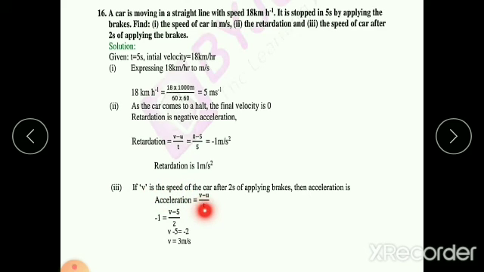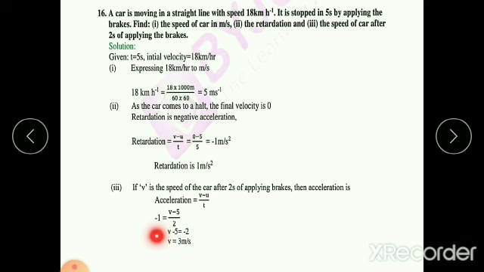Acceleration is v minus u divided by t. So acceleration is how much? Minus 1 is equal to v, which you don't know, minus the initial velocity, 5 meter per second. So substitute here: v minus 5 divided by time, which is after 2 seconds, so the time is 2. You send this 2 to the other side. So minus 1 into 2 is minus 2. Then what is remaining? V minus 5. V minus 5 is equal to minus 2.